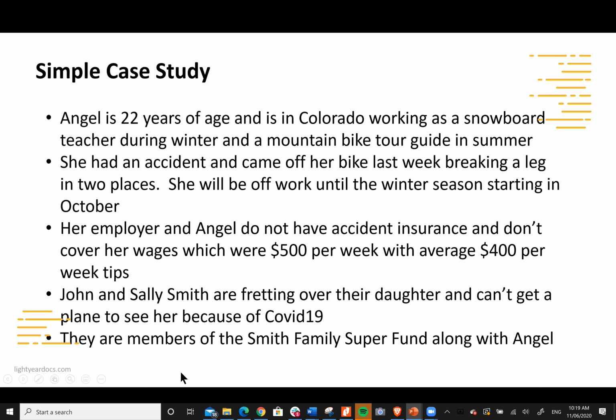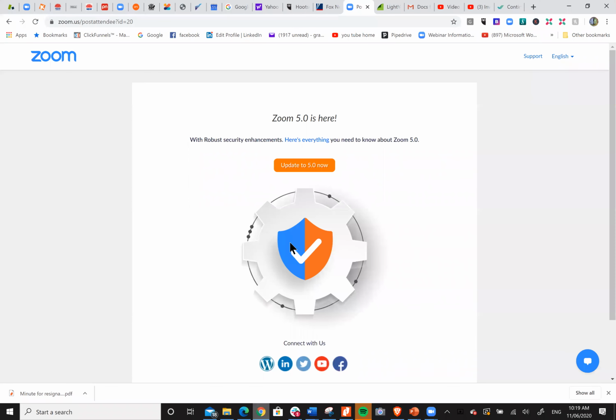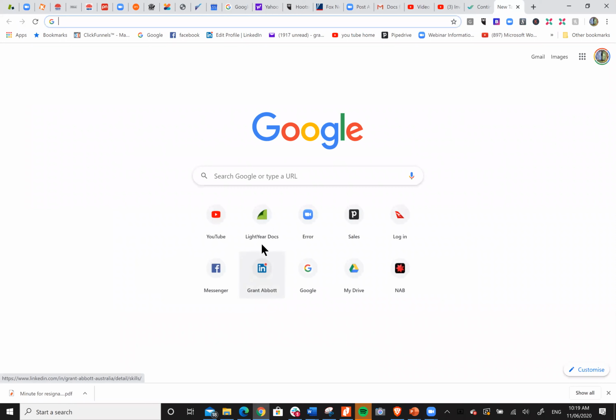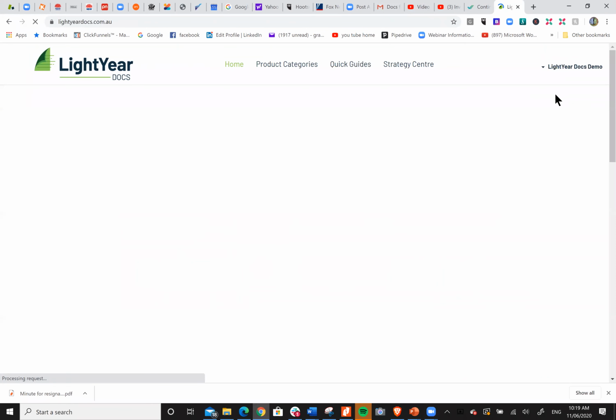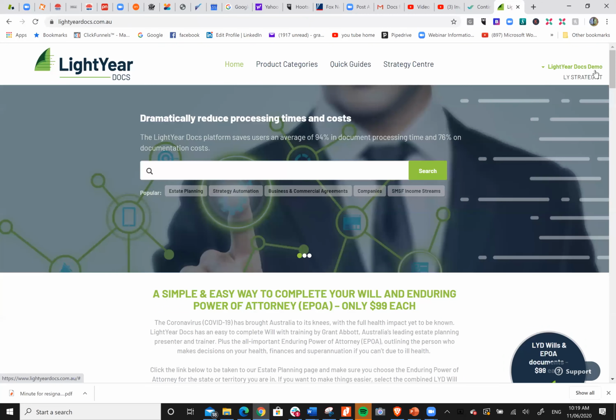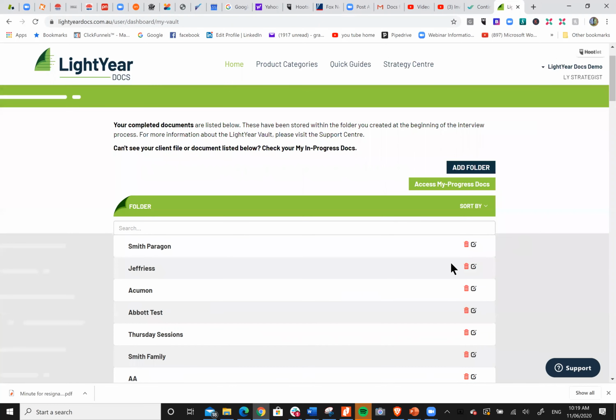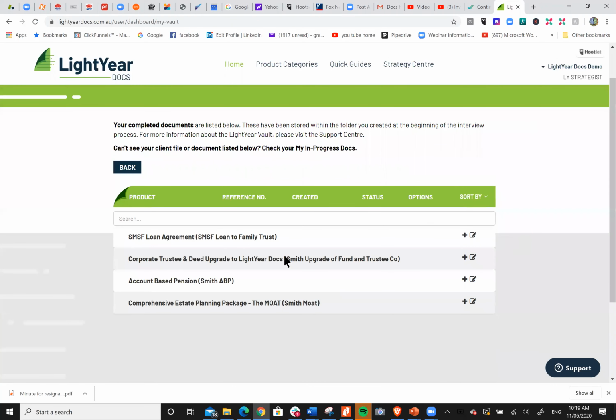Let me drift out of there and have a look at the LightYear docs deed. You can see there I've got temporary incapacity income stream. I'll close out of that and start it up again. What I'm going to do is jump into my vault. I did this for one of our recent members who just joined up the other day, Acumen.